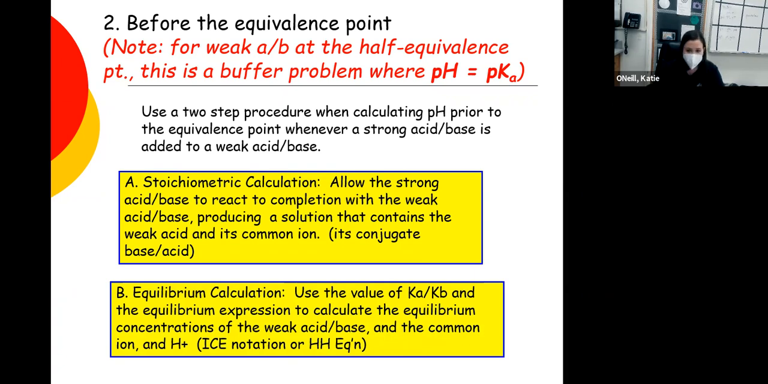I know the mechanism of the calculation might seem a little vague right now, but basically the takeaway that you should know before we get into the calculation is we need to determine initial amounts through stoichiometry and then use ICE to get the pH.